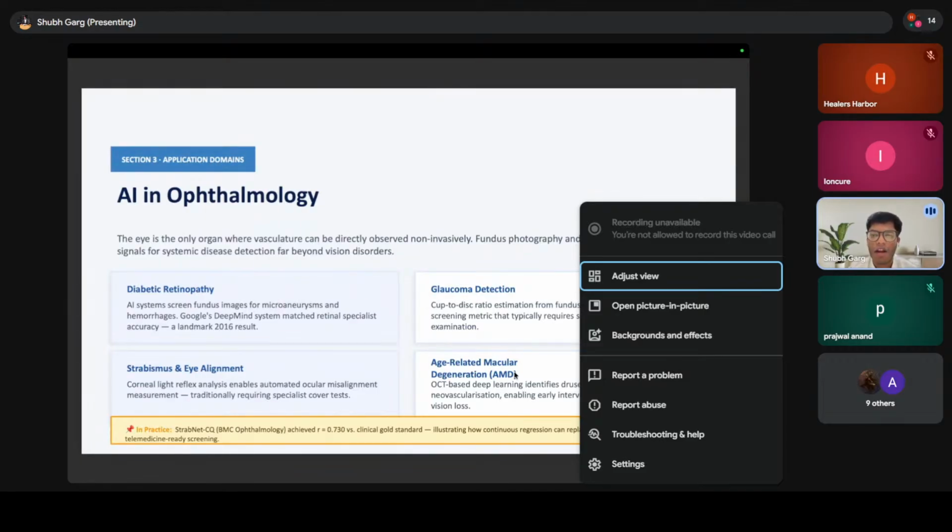Next is age-related macular degeneration. OCT imaging allows cross-sectional views of the retinal layers.